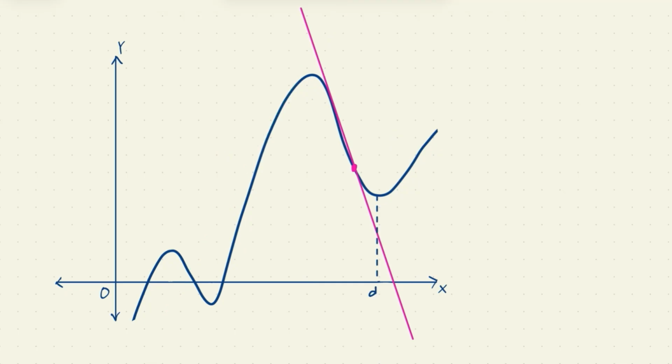Similarly, point D is the point of local minimum. In the graph we can see it clearly. If I make a tangent before D, then the slope of the tangent will be negative, and after D the slope of the tangent will be positive. That means before D the derivative is negative, and after that it is positive. So whenever the derivative is negative first and afterwards positive, that point will be the point of local minimum.